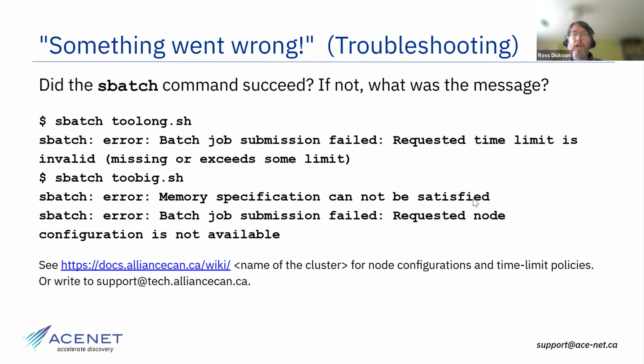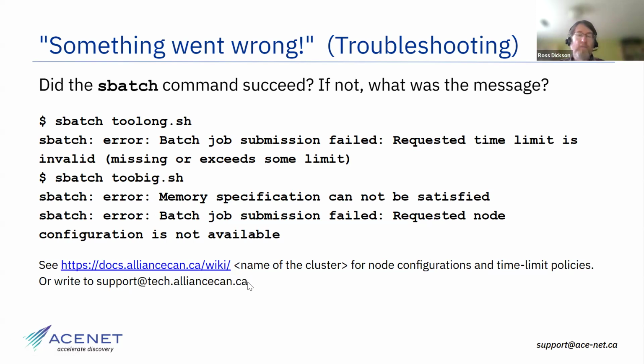Here's another one. Memory specification cannot be satisfied. Requested node configuration is not available. The requested node configuration may be a little more obscure, but basically what these two are saying is we don't have any compute nodes that are big enough for the amount of memory that we asked for here. I've already shown you how to find a list of node configurations, including the maximum amount of memory they carry. Check against that.